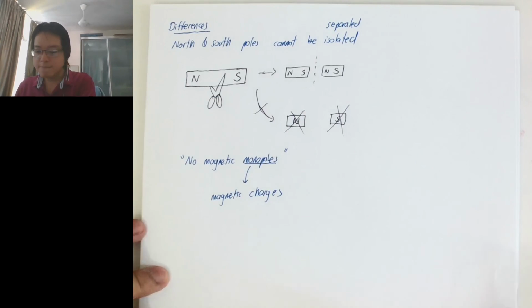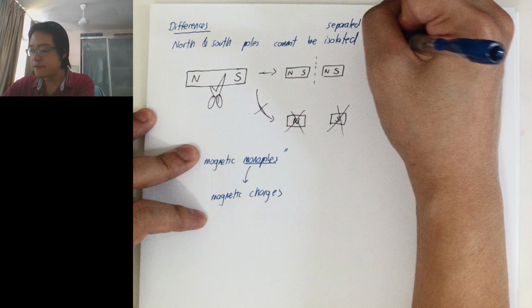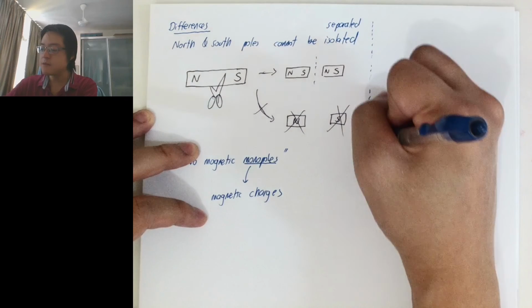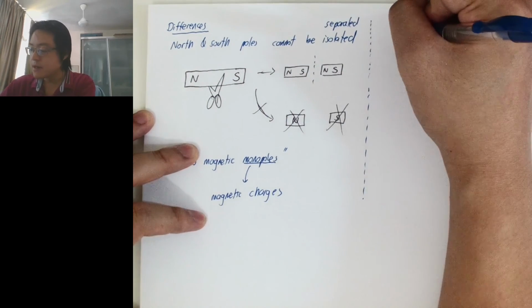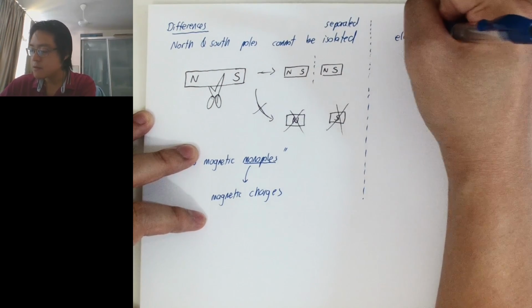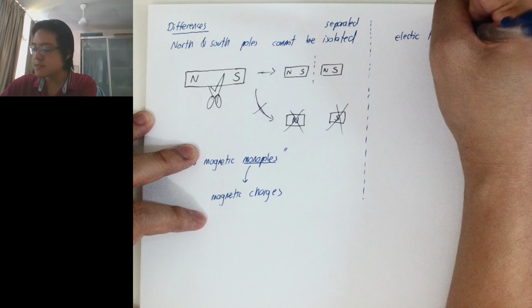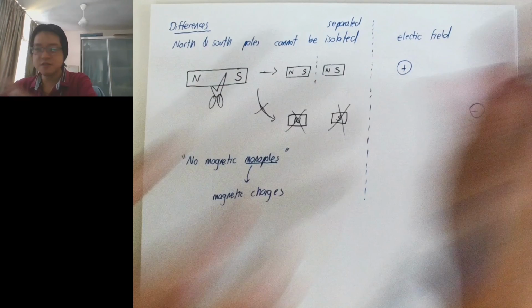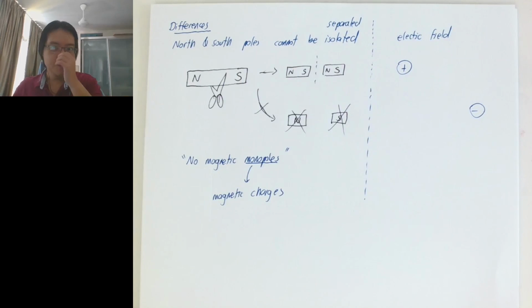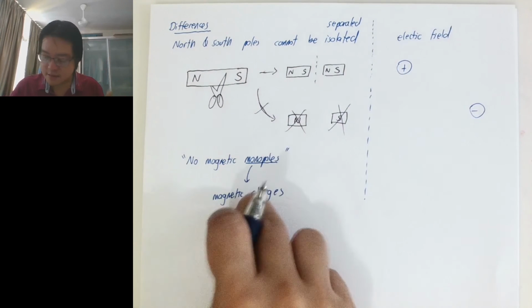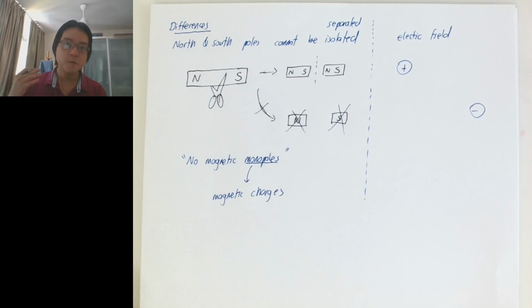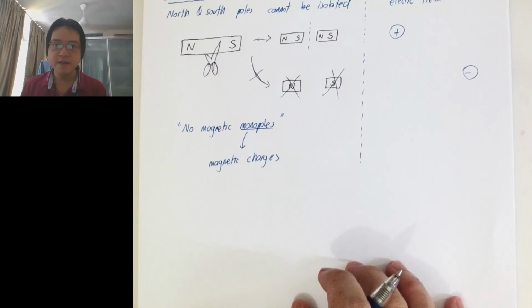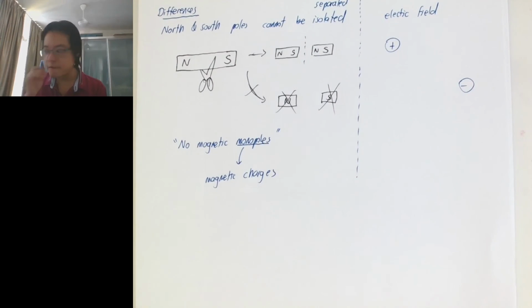Of course, if you're talking about the electric field, we have been dealing with isolated charges all the time. We have positive charge and negative charge, no problem. So for the electric field, no problem, but for the magnetic field, we cannot. And that is one of the biggest unsolved problems in physics.